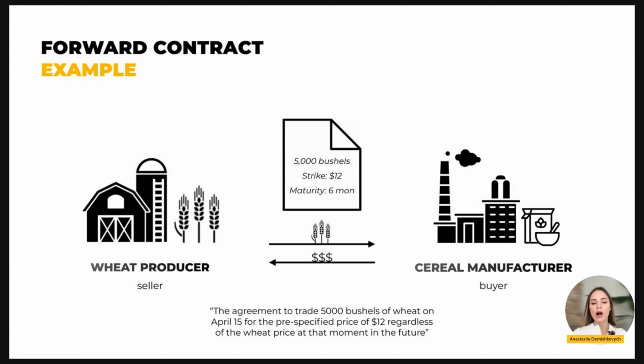This is how our familiar example would look if the two counterparties used a forward contract. This would be more of an agreement than a contract to trade 5,000 bushels of wheat in 6 months from now for the pre-specified price of $12 per bushel, regardless of the wheat price at that moment in the future. However, this would carry risk because, as we already know, it's a self-regulated agreement between both parties.